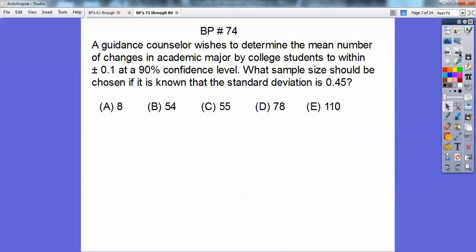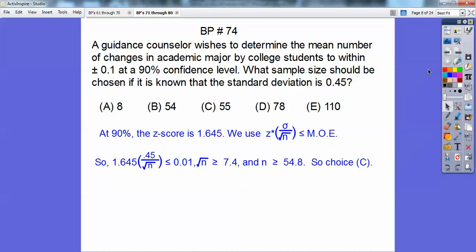All right, a guidance counselor wishes to determine the mean number of changes in academic majors by college students to within 0.1 at the 90% confidence level, plus or minus. What sample size should be chosen if it is known that the standard deviation is 0.45? Okay, remember our margin of error: your z-score times the standard deviation divided by the square root of n is less than or equal to the margin of error. For 90% confidence, your z-score is 1.645. Plugging them all in, my sample size has to be greater than 54.8, so I'm going to use 55, choice C. All right.